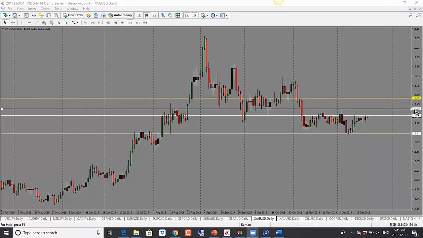And the target is 17.30 and then 17.60. So watch out for that.